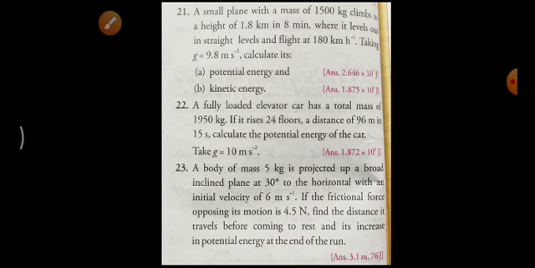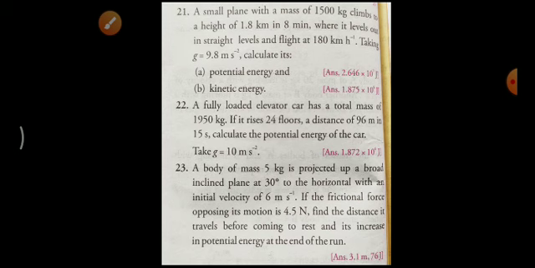So how can we calculate that? Potential energy is equal to mgh, mass is given 1950, into the acceleration due to gravity, 10 we can take, yes, into h, height, that is 96. It will come 1.872 into 10 to the power 6 joule.